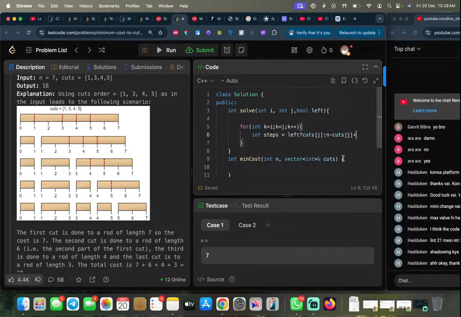Plus solve of i comma k, i comma k, comma 1 plus solve of i comma k, sorry, k plus 1 comma j comma r 0, right? If i is equals to j, return 0.